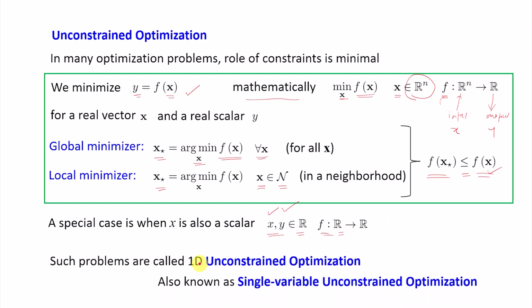These are the problems we call one-dimensional unconstrained optimization. This is unconstrained because there is no constraint. This is one-dimensional because this x is a one-dimensional vector, or x is a scalar. This is also known as single variable unconstrained optimization. This single variable is once again x. That is the only variable that we are concerned with.